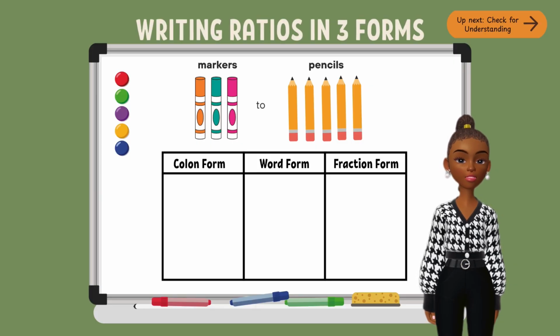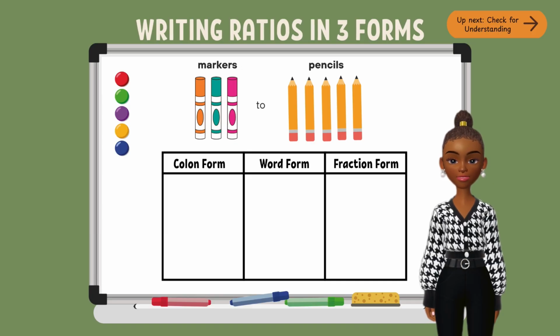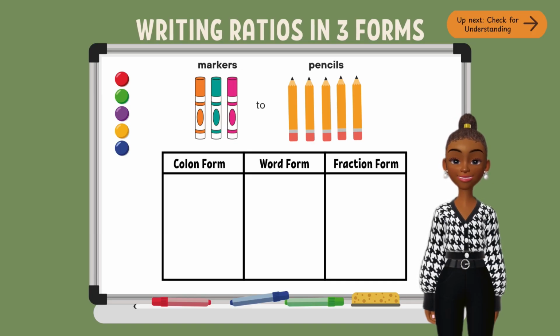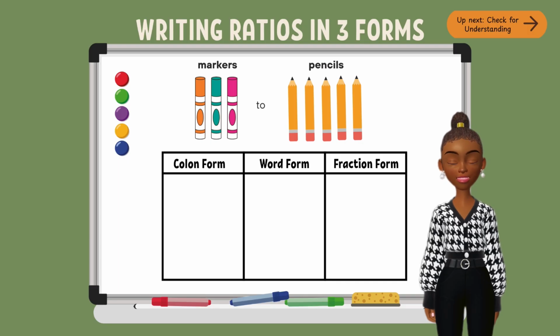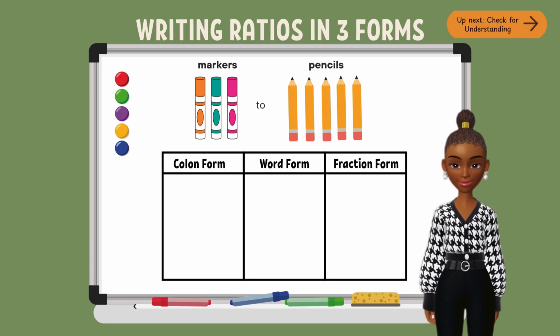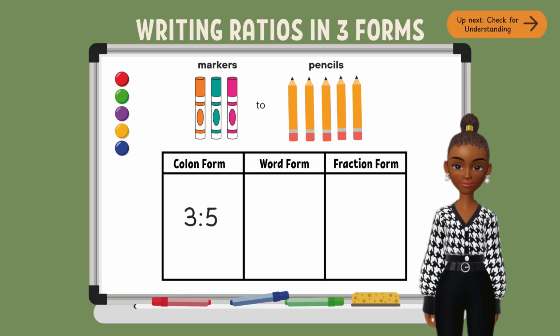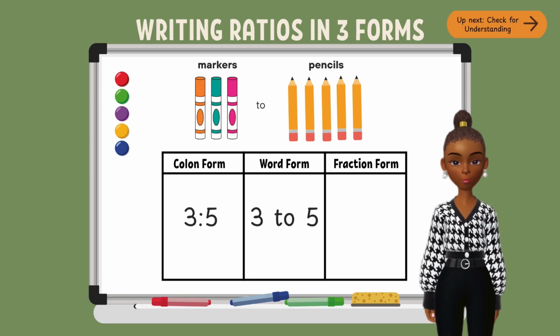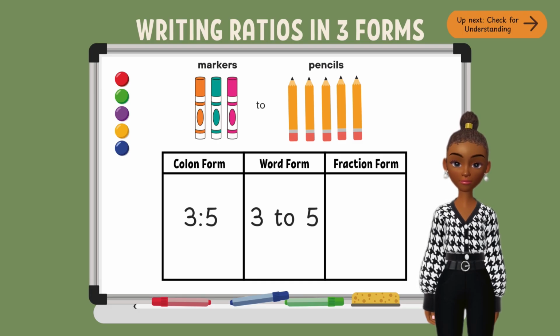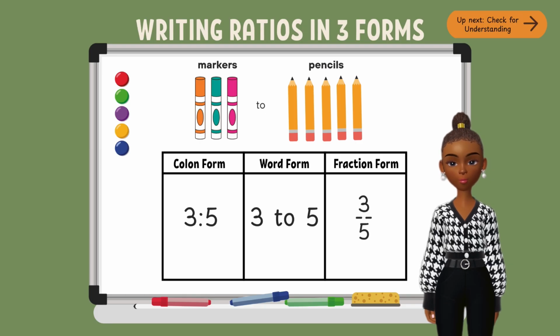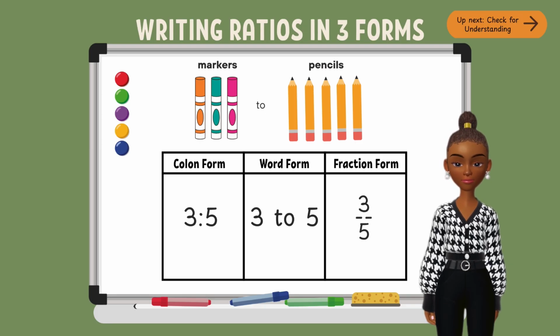Now, let's learn how to write ratios in 3 different forms. On the screen, we have markers and pencils again. Let's count them. This time, we have 3 markers and 5 pencils. Since we are comparing markers to pencils, in colon form, we are writing 3:5. In word form, we write 3 to 5. And in fraction form, we write 3/5.